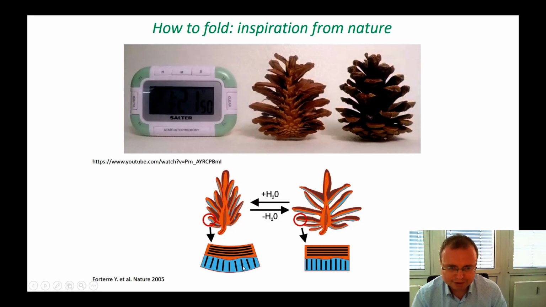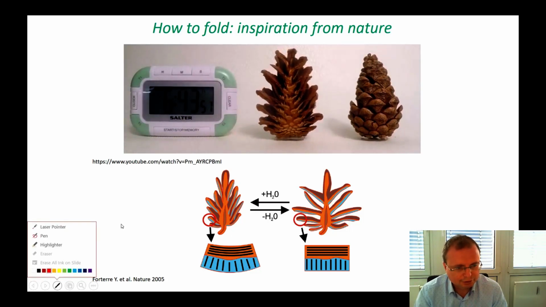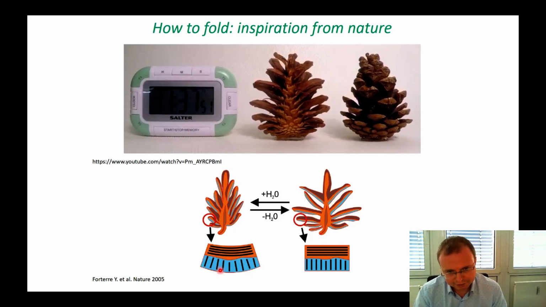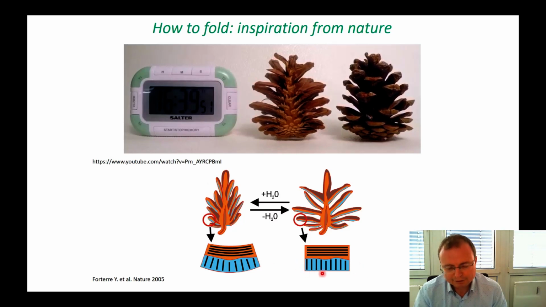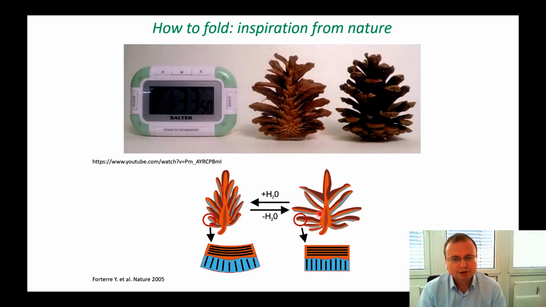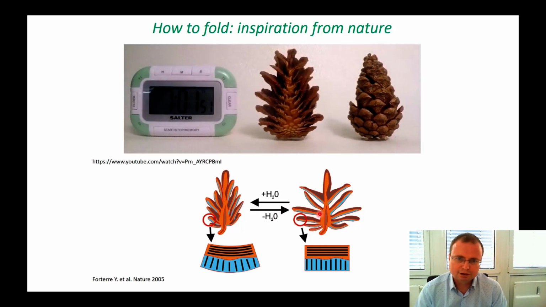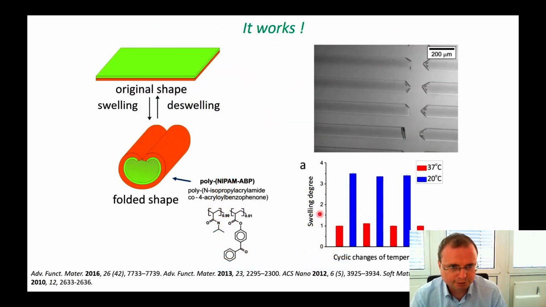So practically what happens is in summer humidity is high, and this blue layer swells and the pine cone is closed. In fall, the blue layer shrinks due to its drying, and the pine cone opens. So the main message here is that we need at least two kinds of materials with different volume expansion properties to get shape transformation. And this approach can easily be transferred to synthetic materials.